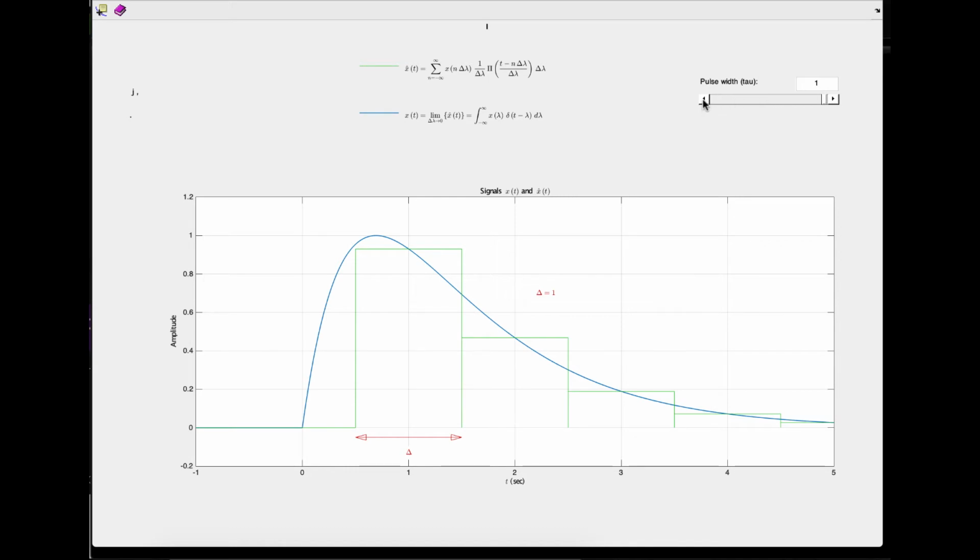Let me click it, and now you will see that once we reduce the value of delta, the green one becomes closer to the blue one. As you can see, I am reducing the value of delta. Earlier it was 1, and now I am reducing it. As you reduce the value of delta, the pulse heights are increasing, and you can also observe how this green function is coming close to the blue function.